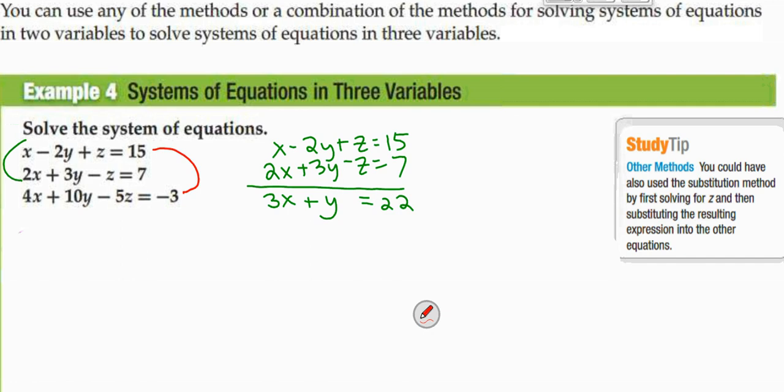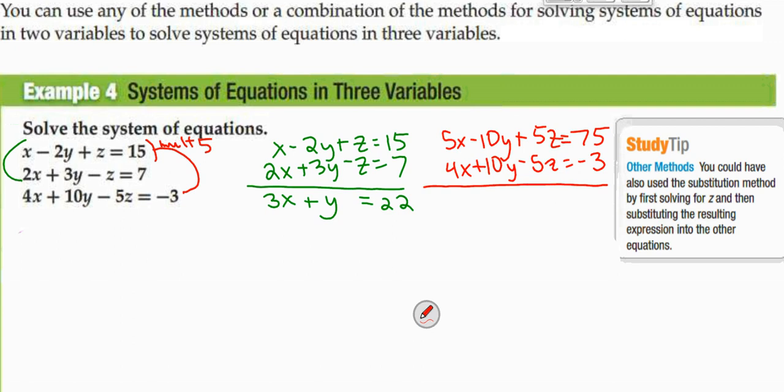That first equation, what are you going to multiply by? Just 5. Multiply by 5. So go ahead and we're going to multiply the first equation by 5, and we're going to add it to the third equation. Go ahead. And then go ahead and do that for me.